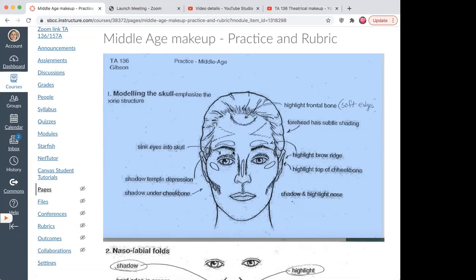So here's the orbital fossa. If you touch your eyes right now, you can feel that bone area, and it's sort of a rectangular shape, not a round shape. It goes from the inside corner of the nose to the outside of the eye, above the iris and below. So you want to have some slight sinking of the eye into the skull.